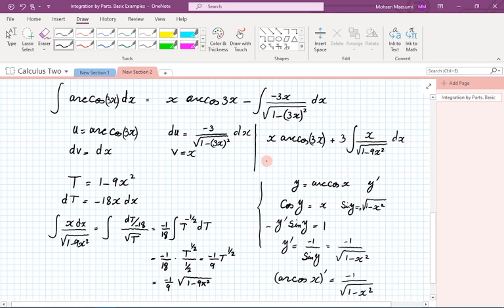So at the end, here's our final answer. x arc cosine of 3x plus 3 times this quantity, which was minus 1/9 of radical 1 minus 9x squared. And then you put a constant for the entire thing. You can write that any which way you want. And of course, you can simplify this to minus 1/3. So our last problem was a bit more twisted than all the others.